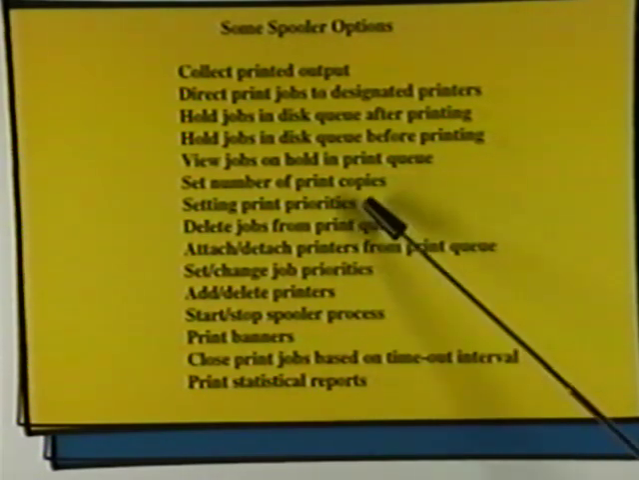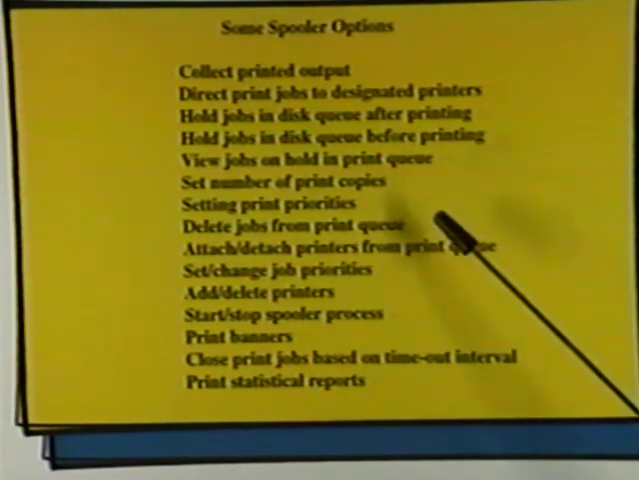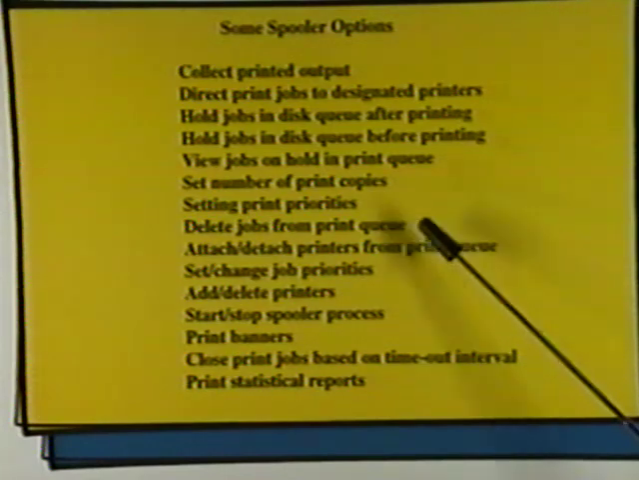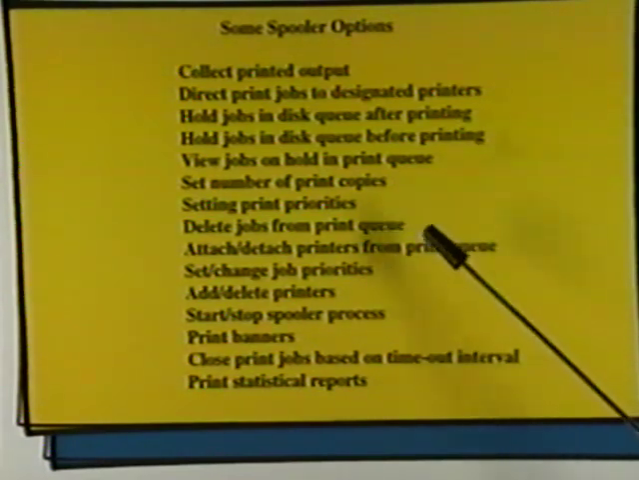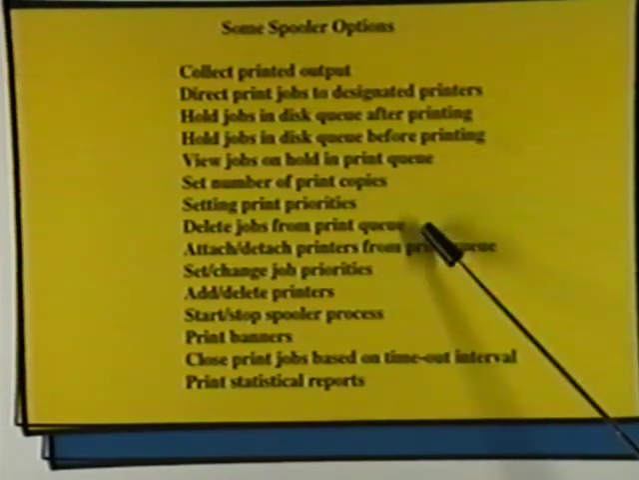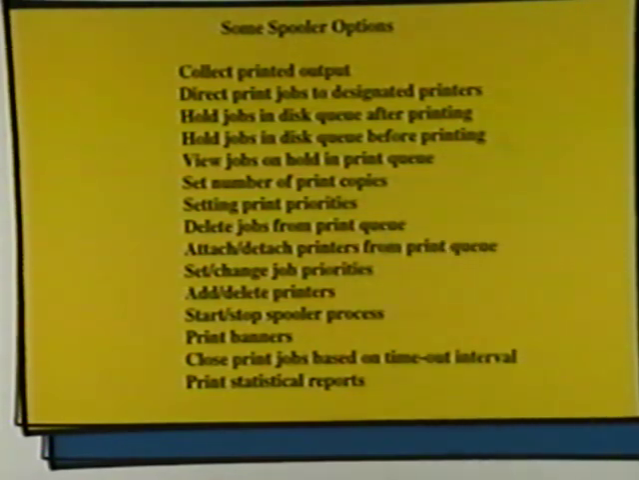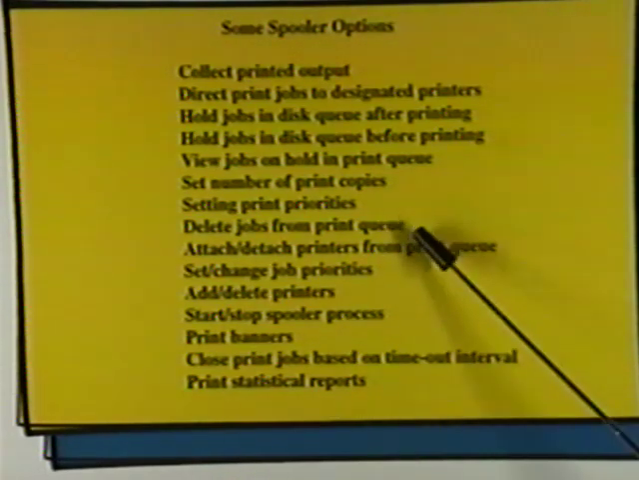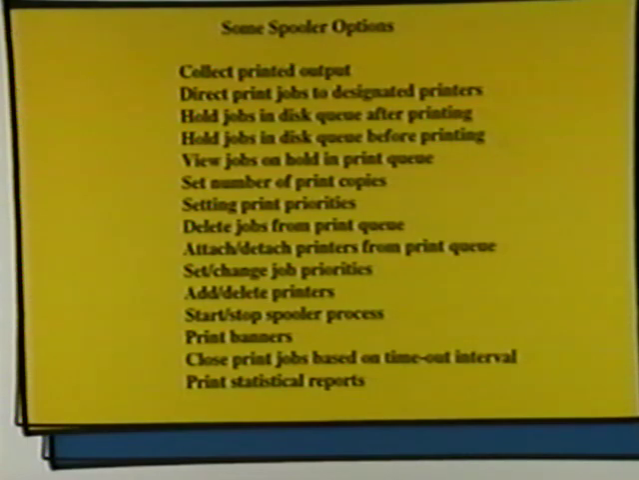We talked about setting print priorities. This is one that's commonly used, deleting jobs from a print queue. Maybe you want to print something out and you realize you made a mistake, so you don't want to waste 10 or 20 pages on a document. So you go in and issue a spooler command and actually delete the job from the queue.